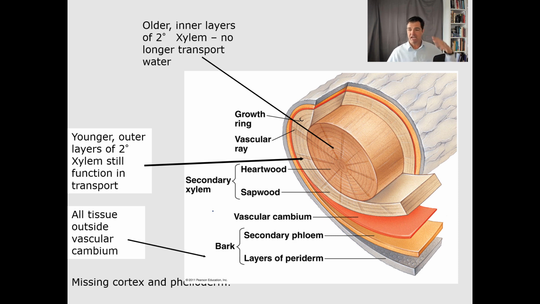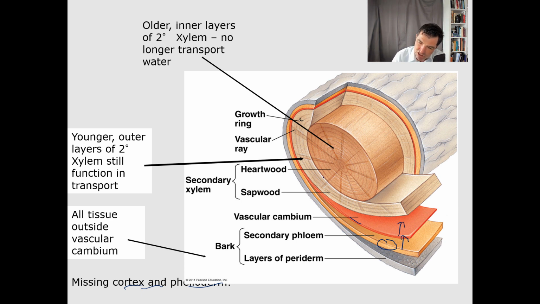So here's a much, much older tree that has had a cross section cut where you're looking at it. This one might be, let's say, 80 years old or that kind of thing. And what you can see, you have your bark here. And in this case, they're missing the cork or the cortex and the phelloderm. But here's my outside layers of bark. Here's my vascular cambium. And then here's my secondary phloem right there. So it's growing this way and it's growing that way.